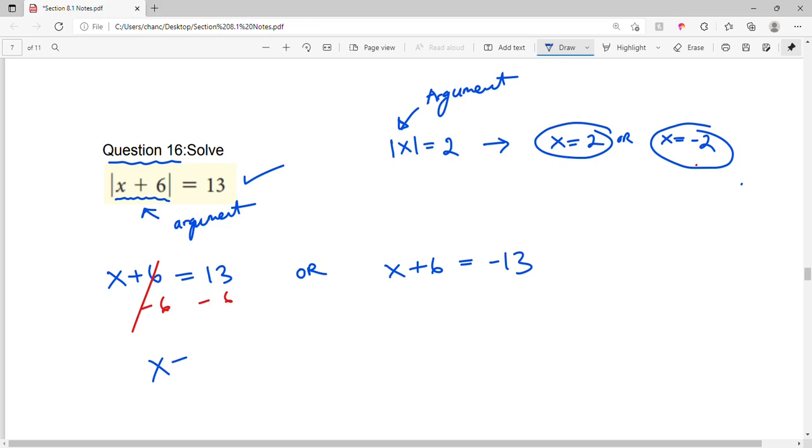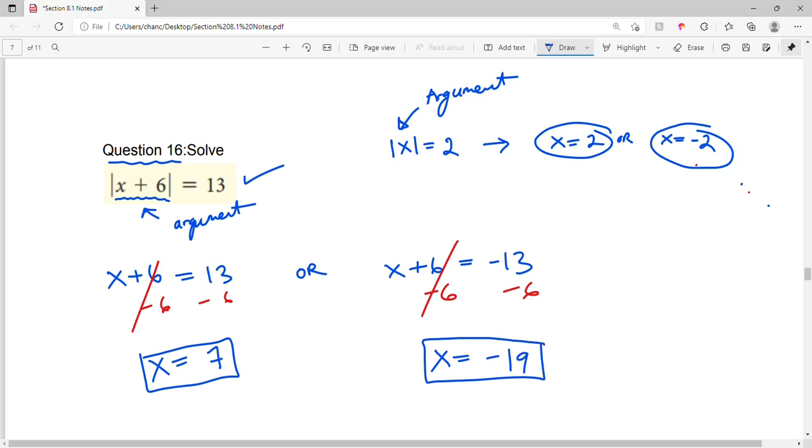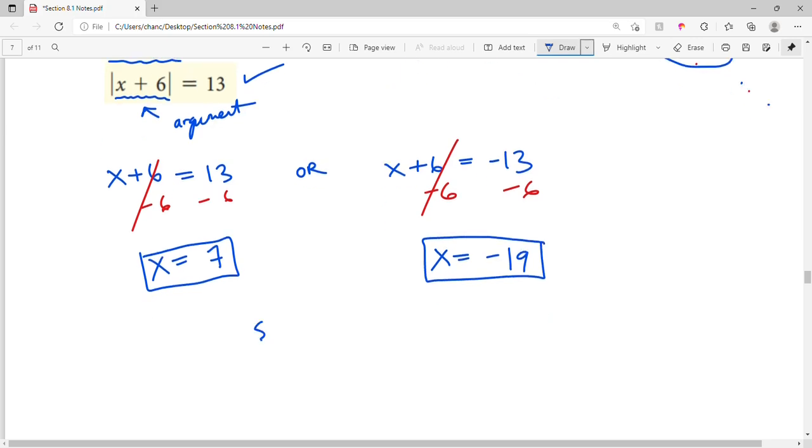And I get x equals 13 minus 6. That's going to give us a positive 7 as a solution. We'll subtract 6 on the other equation as well. And this gives us x equals negative 19. We have two solutions. We have negative 19 as one solution and 7 as the other. So two solutions for this problem.